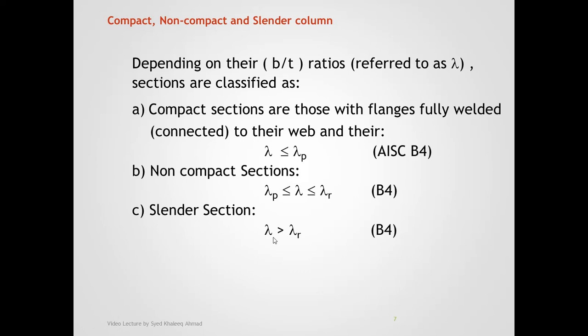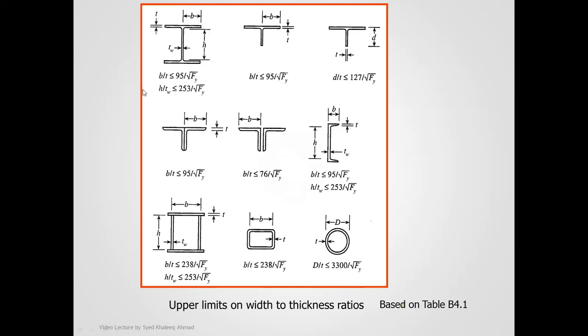This is similar to what we have seen in the previous chapter of beam design, but the values of lambda p and lambda r are different in the case of column. You can see here b/t in the case of this I section, b/t less than or equal to 95 divided by square root Fy, or h/tw less than or equal to 253 divided by square root Fy. Similarly for T section, and many other sections are available here. So depending upon the section, you can check whether this section is compact, non-compact or slender.